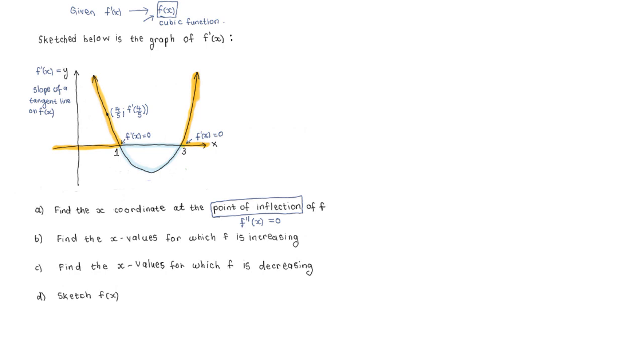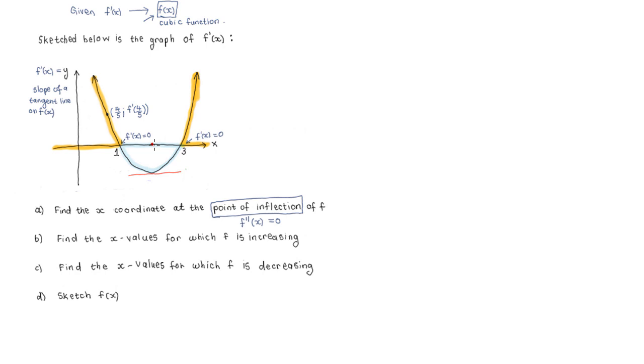So I'm just going to clean up a little bit. If we quickly had to sketch f double prime of x, you can see that the simplest point to sketch is this point over here at the turning point, because we know that at that point the gradient of the tangent line is equal to 0. So f double prime of x would have an x-intercept at that point.